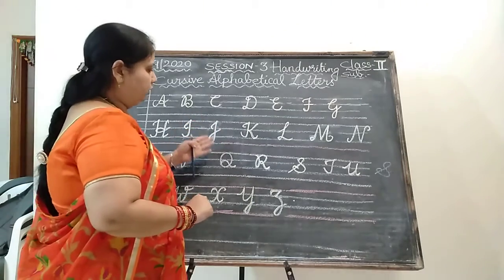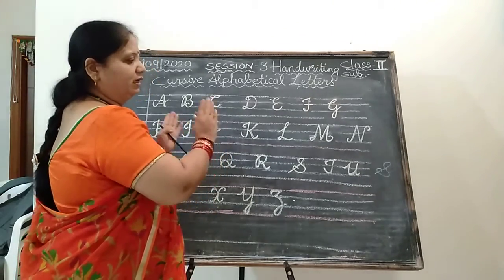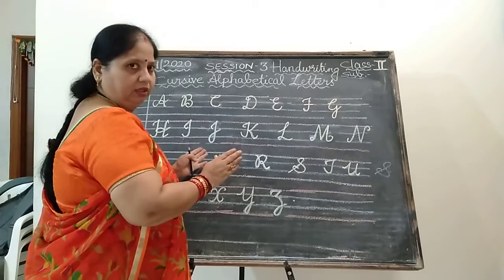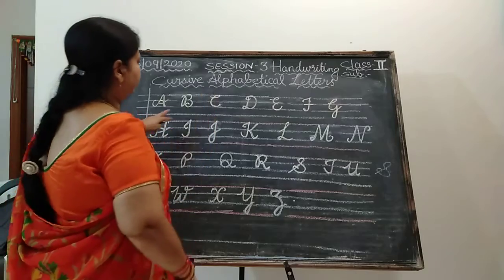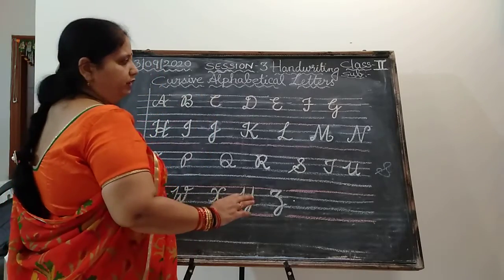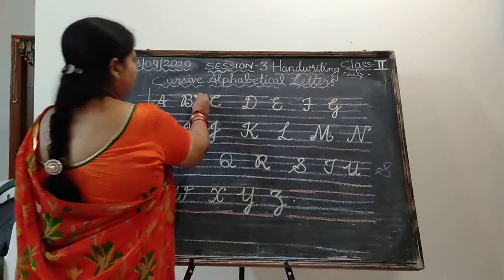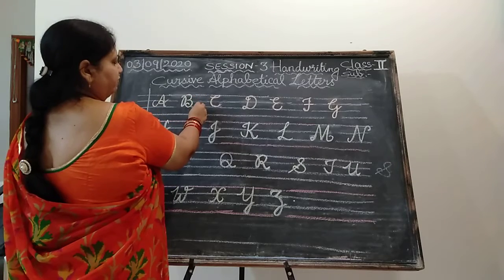Okay children, maintain the correct line and the correct process. Now listen here. You may think that the letter D and the letter B are very difficult. No dear, nothing to worry. Observe these lines, you may understand very easily.